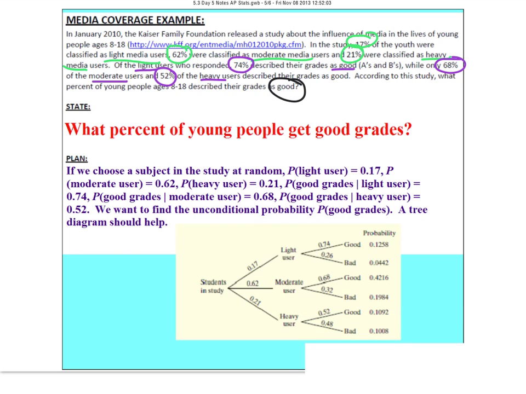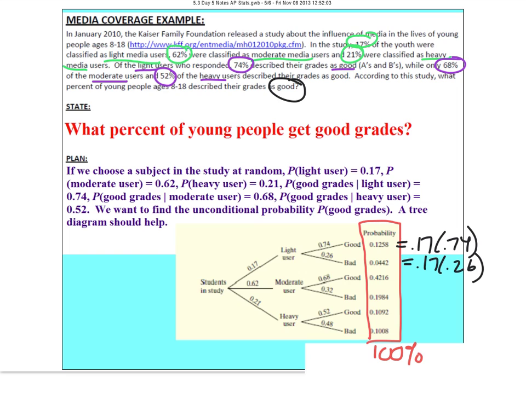Now, the thing to notice here is what these numbers are. If you read each branch, here's what it says. The probability you pick a student who's a light user and has good grades, or a light user and has bad grades. The and probability means to multiply. So where did they get these values from? If you take 0.17 times 0.74. So this is 0.17 times 0.74. The next one is 0.17 times 0.26 and so forth. All 6 of these branches will add up to 100%. So we have it all clarified.